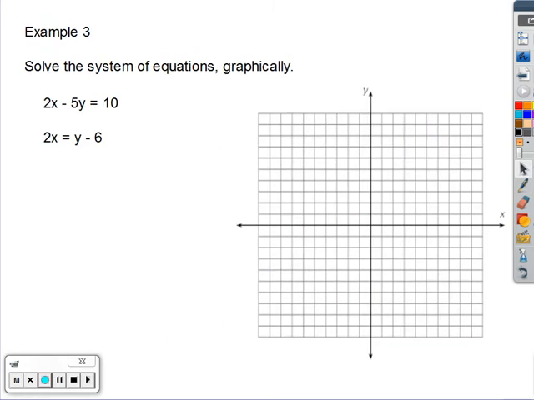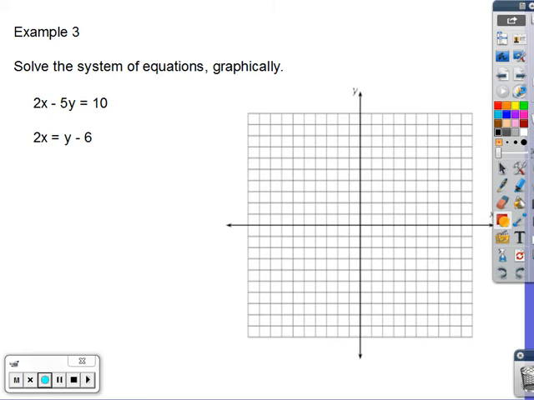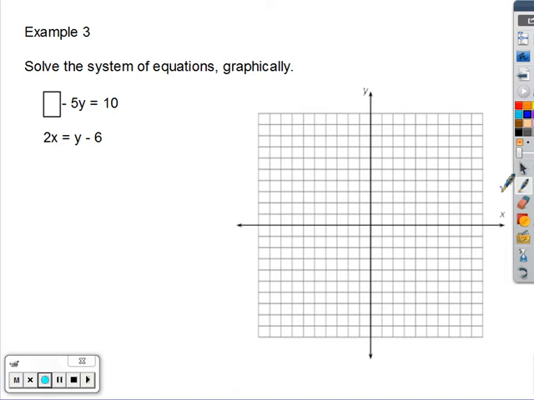Let's take a look at one more example. Solve the system of equations graphically. Now these equations aren't given to you in slope-intercept form, so I'm giving this to you to cover another strategy. For this first one, I'm going to cover up the x and write down what I see. I see -5y equaling 10, which means y equals -2. And then I'm going to cover up the y and write down what I see. I see 2x equals 10, which means x equals 5.